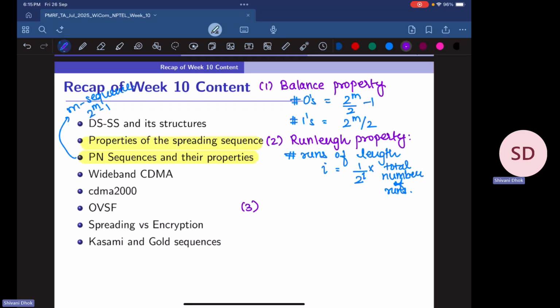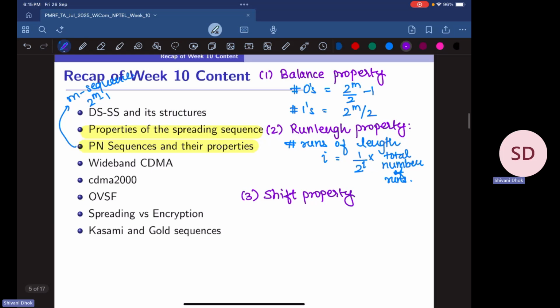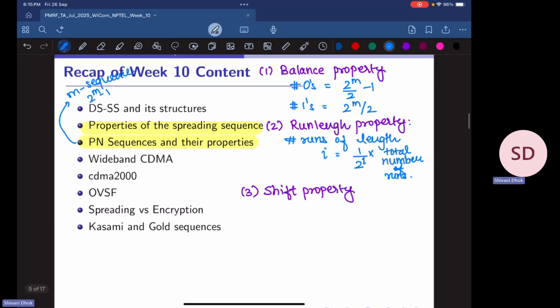After that, the third property is the correlation property, or let's first see the shift property. What does the shift property say? It says that if I have a code b(n), and if I XOR it with another sequence b_k(n), what is this b_k(n)? This is a shifted version of b by k, or cyclically shifted.